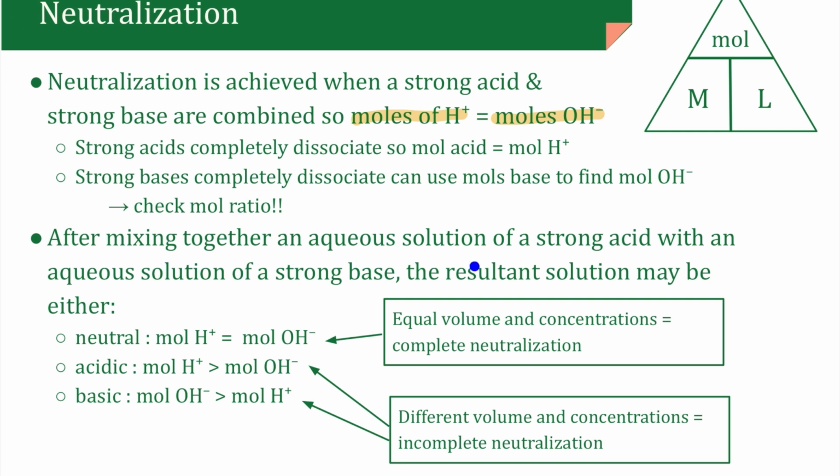After mixing together an aqueous solution of a strong acid with a strong base, the resultant solution could be neutral. So if we get that our moles of hydrogen ions is equal to our moles of hydroxide, then we're going to get complete neutralization. If we have more hydrogen ions than hydroxides, that means we're going to have those excess H+, and so that would be a resulting acidic solution. And then if we have more of those hydroxide ions than our hydrogen ions, that would result in a basic solution.